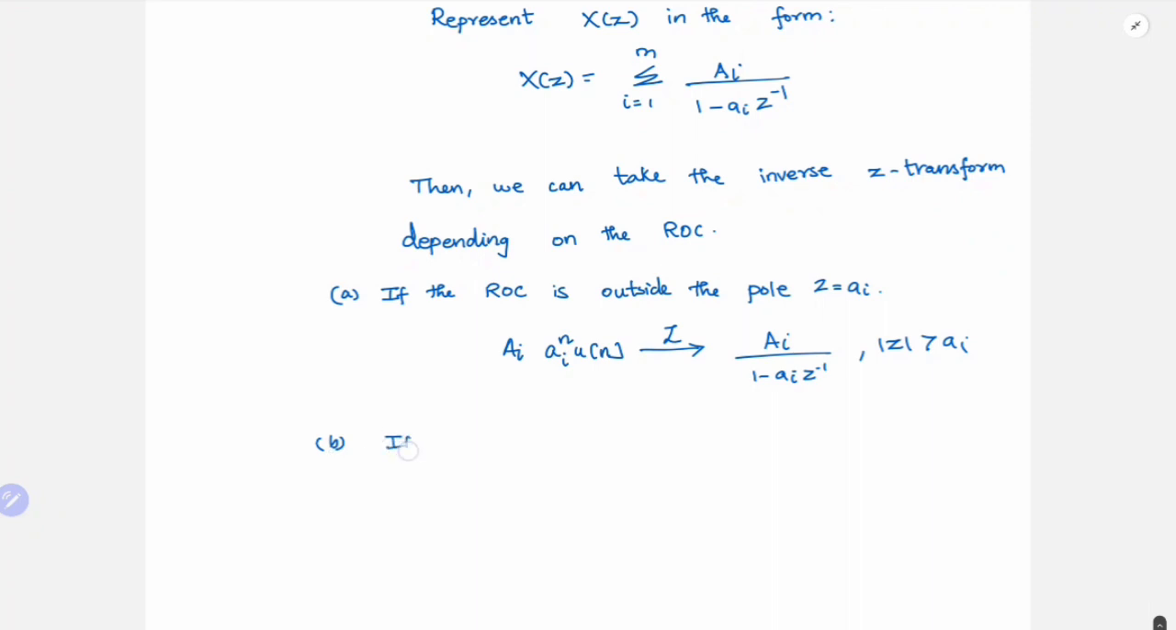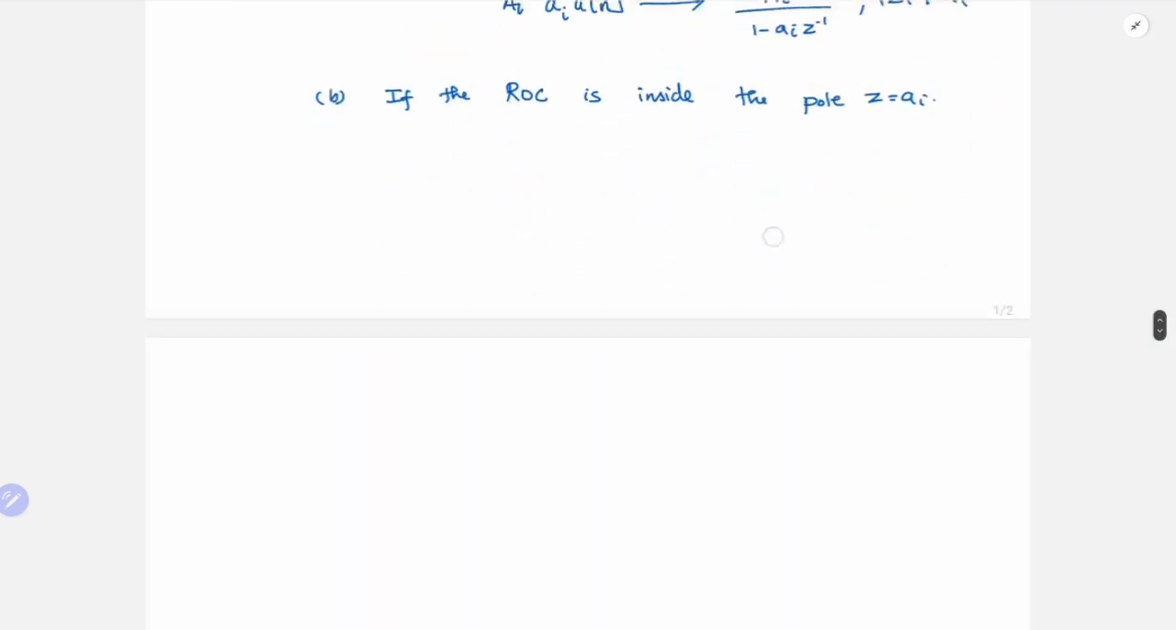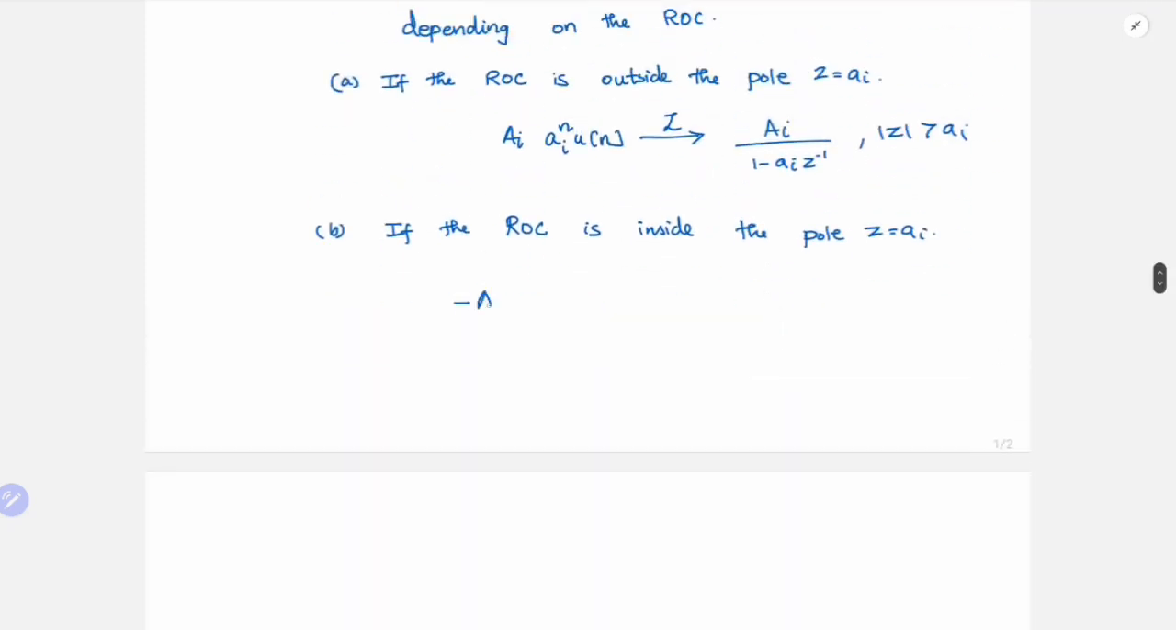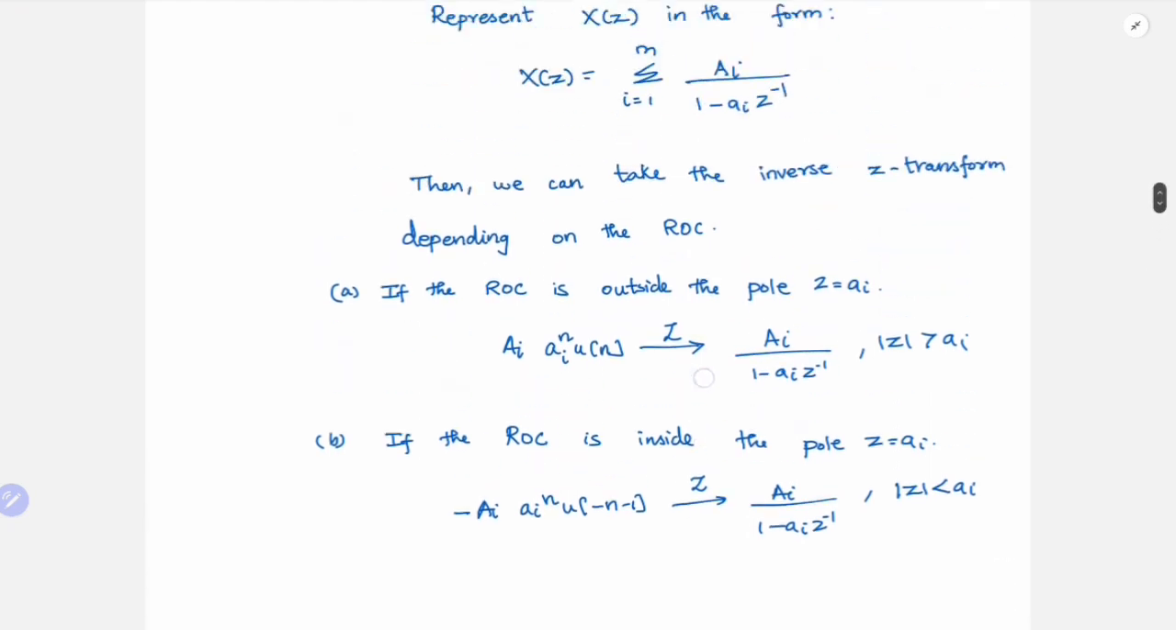Similarly, if the ROC is inside the pole z equal to a i, this again we discussed. So you will have minus a i power n u of minus n minus 1. Correct? So this is having a Z transform of the same A i by 1 minus a i z inverse, but its ROC will be mod z less than a i. So depending on the ROC and the pole location, you have to take the respective inverse Z transforms.